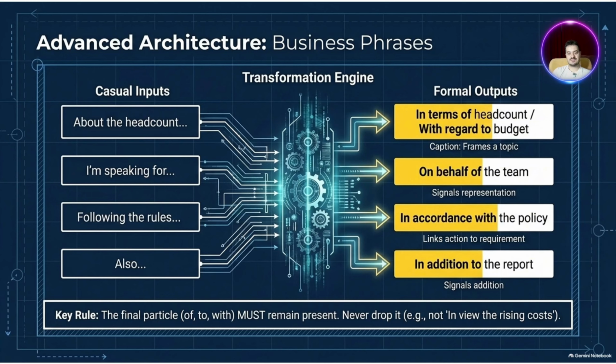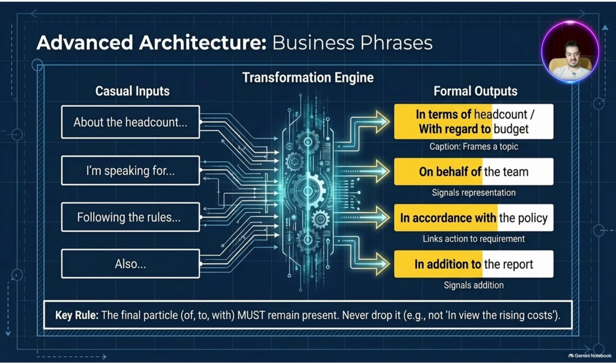Following the rules basically is correct. However, as a formal output, it's better to say in accordance with the policy or in accordance to a law. And this links an action to a specific requirement. We also have the word also, but the more formal output would be in addition to the report, and it signals addition. Here we have a key rule as well.